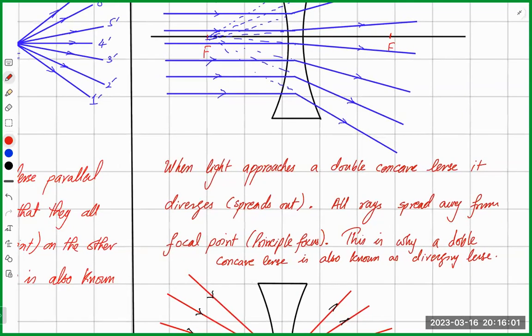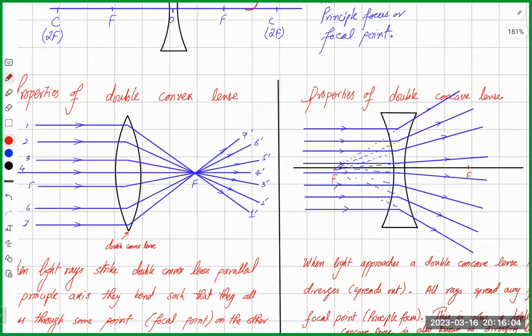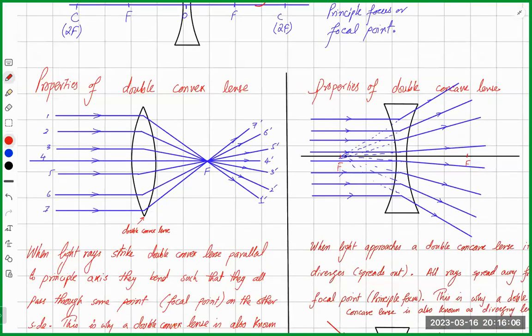So if light comes parallel to the principal axis for a double convex lens, it converges on one point, the focal point. And if light rays go through a double concave lens, then light spreads out, but it again spreads out away from the focal point F.